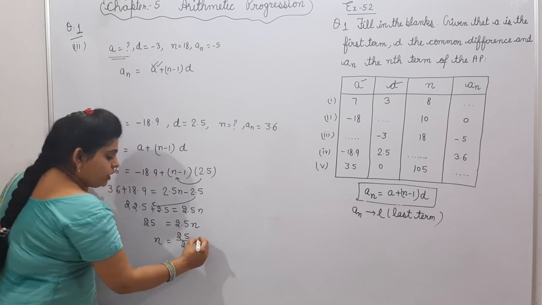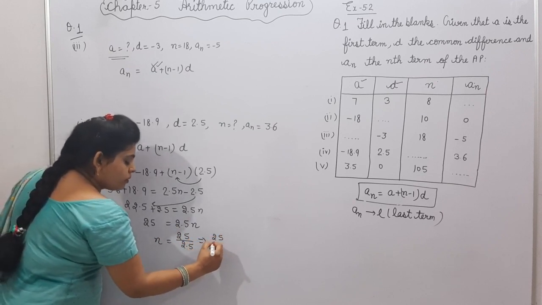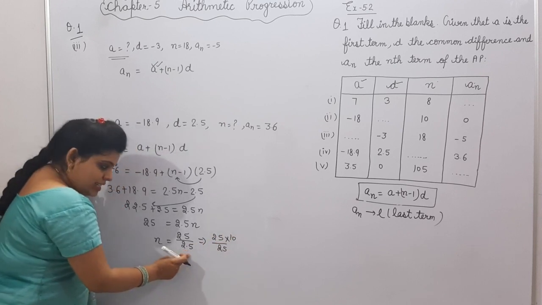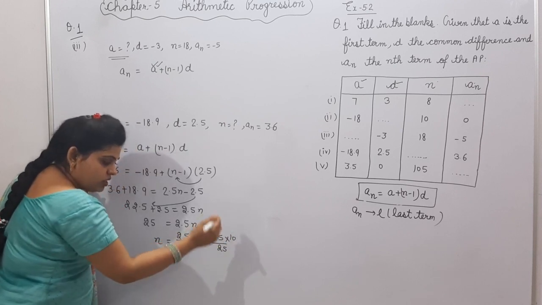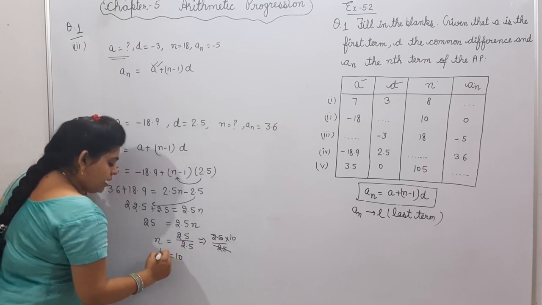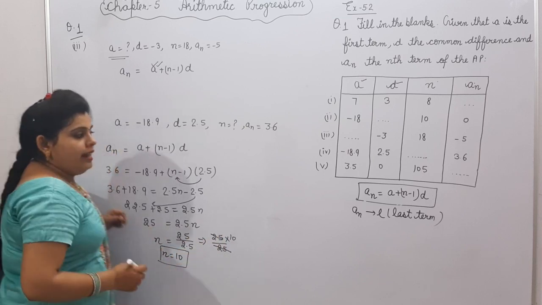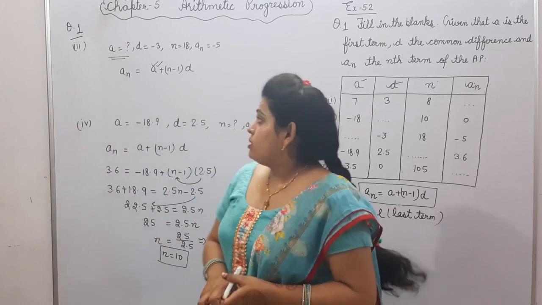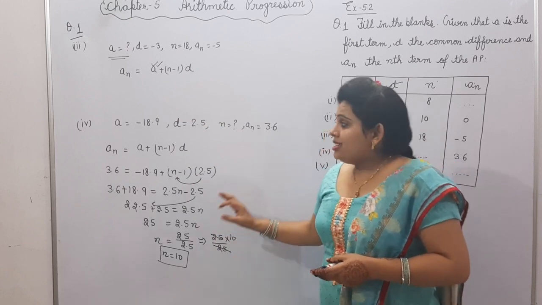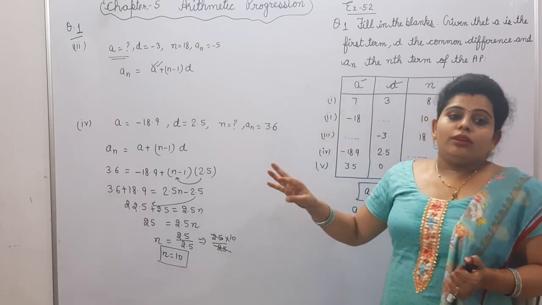Now on solving, what will we get? 25. From here, 25 into 10. When we remove this decimal, we will get 10 in the numerator. Then 25, 25 cancel out. So n is equal to 10. This is the value of n, and n is the number of terms. So in this question, the number of terms is 10. This is our fourth part of question number 1.